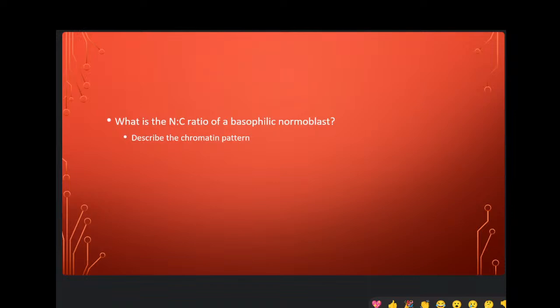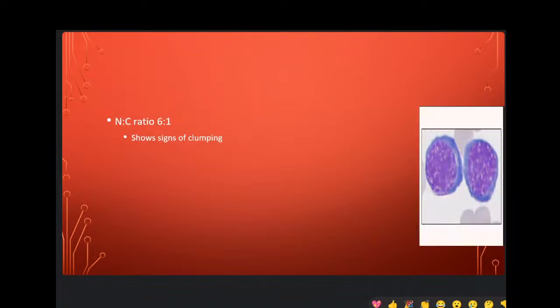Let's move on to another cell. Basophilic normoblast. So the nucleus to cytoplasmic ratio of basophilic normoblast is around 6:1. And the chromatin pattern shows slight clumping or signs of clumping. It's a bit clumpy indeed, right? Correct? The pattern looks like it's in clumps, right? Alright. Let's move on to the next one.